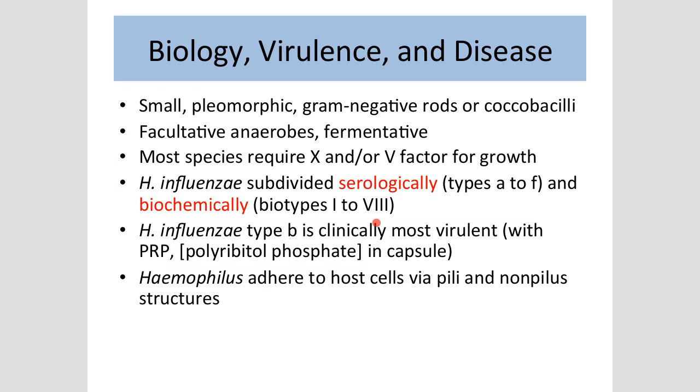If you divide them serologically, they are types A to F, but if you divide them biochemically, they are different types. You don't need to remember the types, only that there are different types. The only one you need to know from A to F is H. influenzae type B. This is the most virulent because it has polyribitol phosphate in the capsule. That's the question always asked about Haemophilus. That chemical structure is PRP, polyribitol phosphate, and that is HIB. If you see HIB, not HIV, it means Haemophilus influenzae type B.